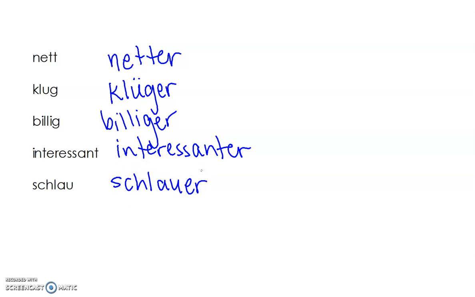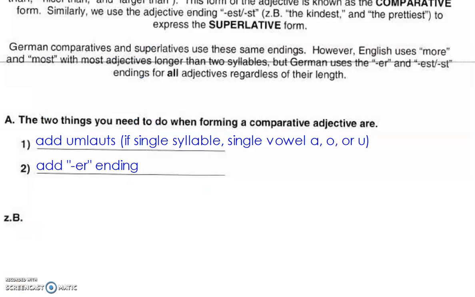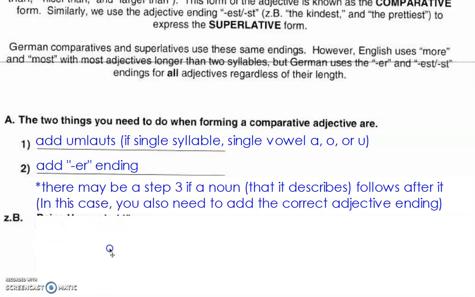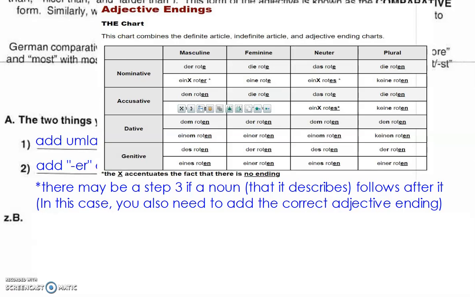Okay, so those were some examples of forming comparative adjectives in German. Now we actually have a third step if a noun comes after our comparative adjective. So if you have a noun that the adjective describes that follows it, you also have to add the correct adjective ending. We have to look at our adjective endings chart to do this. So if we wanted to say something like the nicer boy, we look on our chart here: nominative, masculine, der, and we notice we take an -e ending, der nettere Junge.